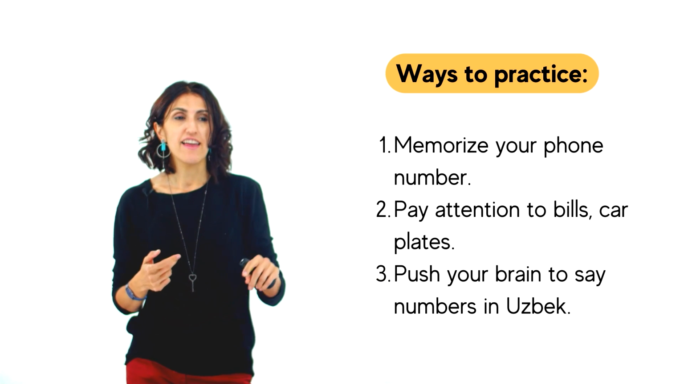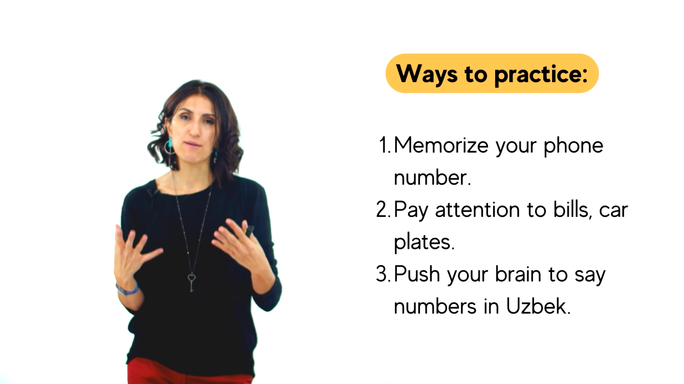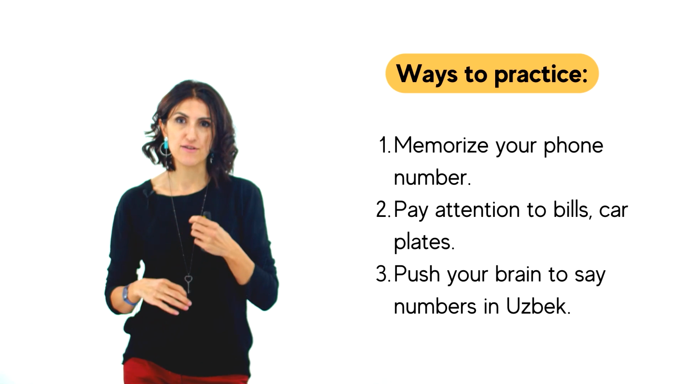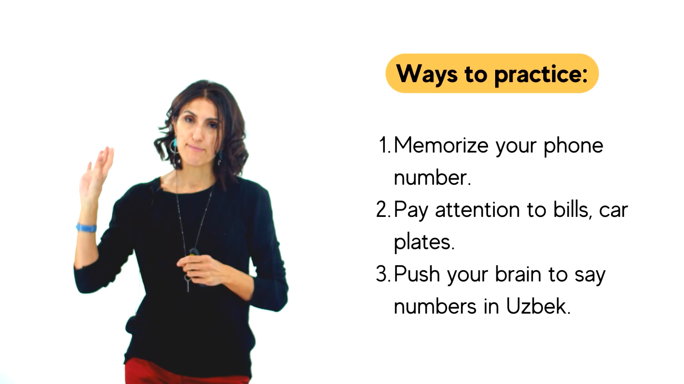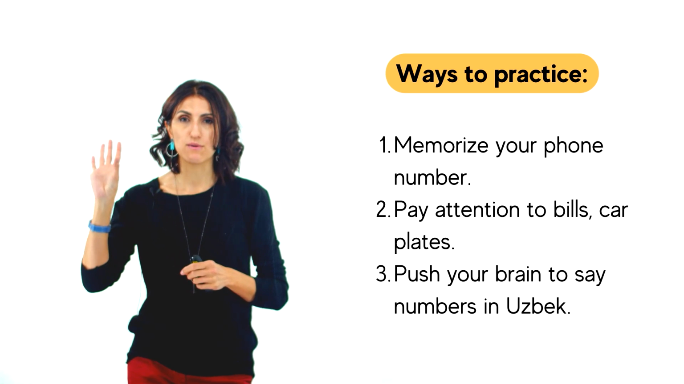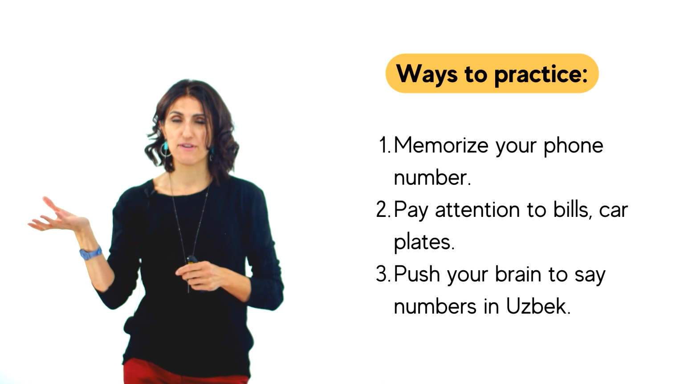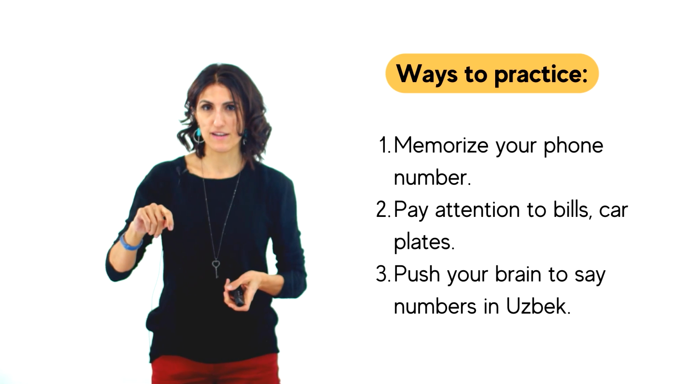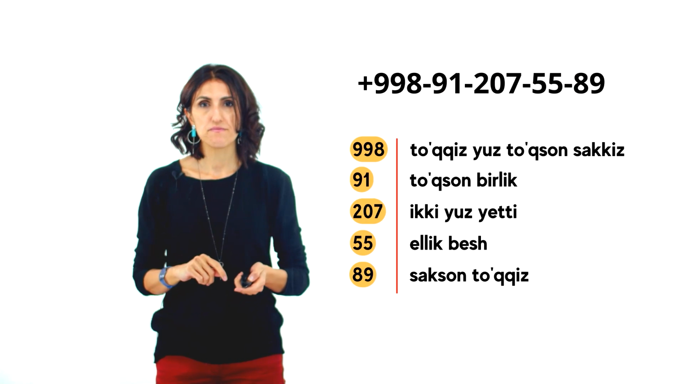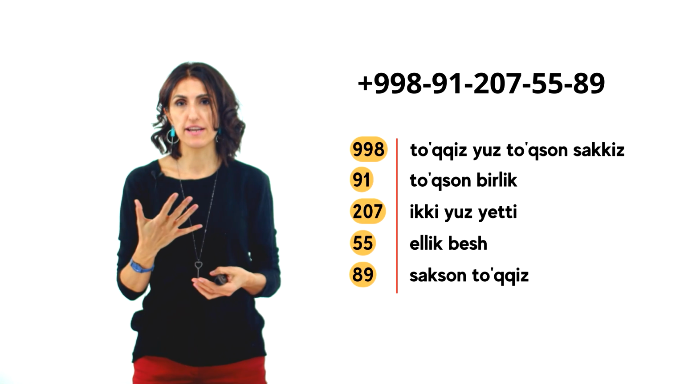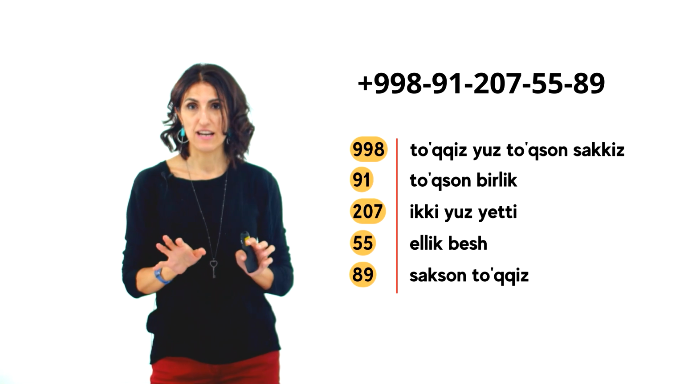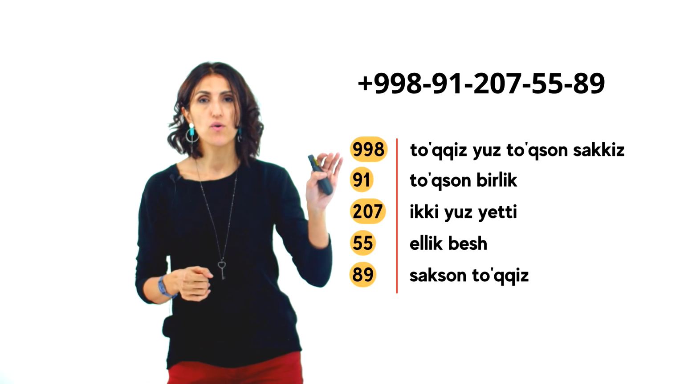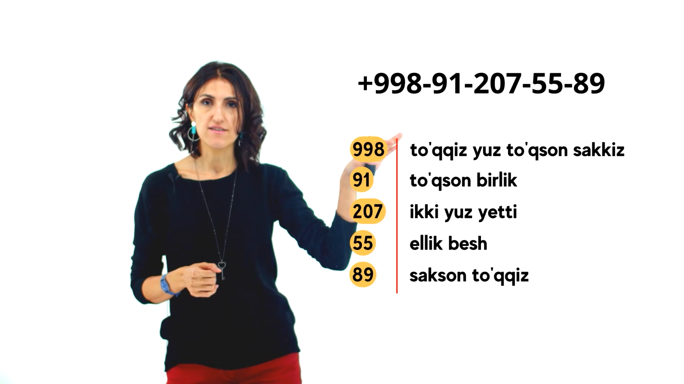Car plates, addresses. And whenever you see numbers, every single day, push your brain, remind yourself that you're learning it. So whenever you see it, automatically you read in your native language, either English or Russian. But when you're learning Uzbek, focus on reading it in Uzbek. I will show you one version of how we in Uzbekistan read numbers. So the popular digit here would be 9, because this is the code of the country, 998, right?